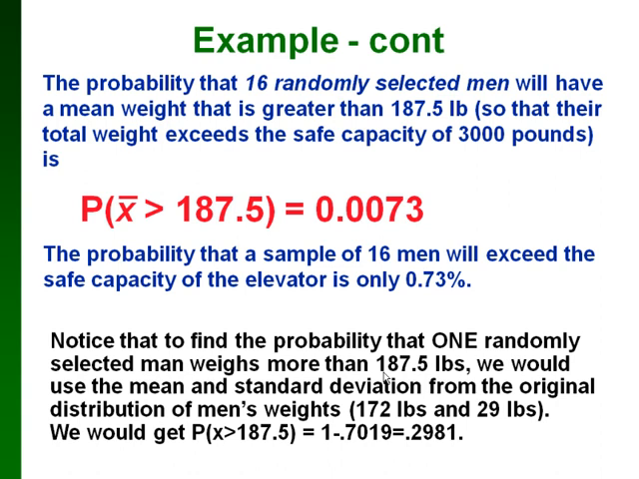If we wanted to find that probability, we would use the mean and the original standard deviation of 29 pounds, and in that case we'd get a completely different answer of 0.2981. So the probability that one man weighs more than 187.5 pounds is almost 30%, where the probability that the sample mean for 16 men was more than 187.5 pounds was only 0.73%.